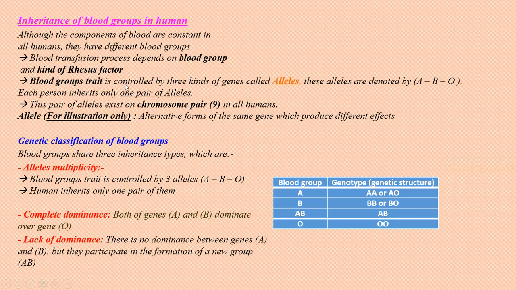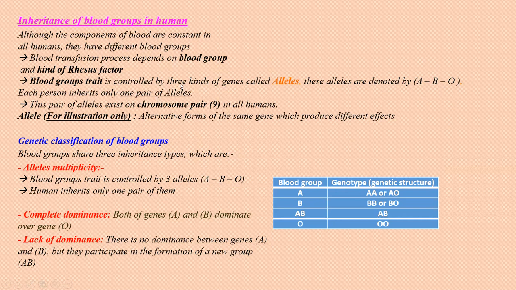The blood group trait is controlled by 3 kinds of genes called alleles. So here 3 kinds of genes appear, meaning for the blood trait to appear I must have 3 kinds or types of genes, which are alleles. These alleles are A, B, and O. When interaction happens between them I will know my blood group. Each person inherits only one pair of alleles.